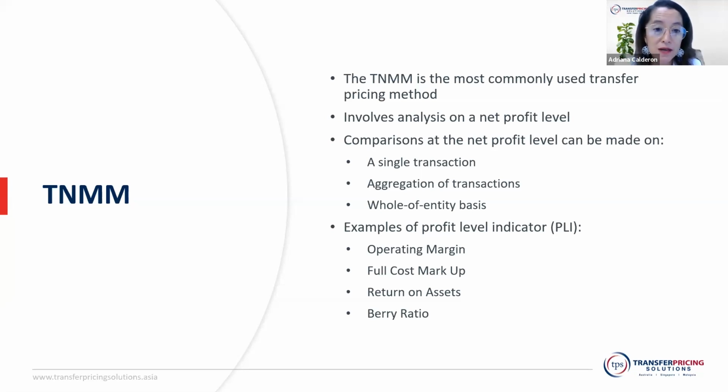And that comparison can be done on a single transaction, on an aggregated basis, meaning by segment, or on a whole of entity basis. And there has to be a value to test that net profit, which is called a profit level indicator. Probably the most common ones that we come across are operating margin and full cost plus markup, with two others that are less common, such as return on assets and the Berry ratio.